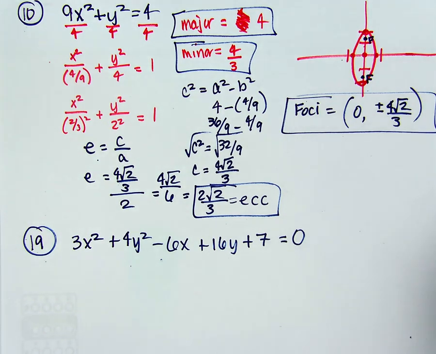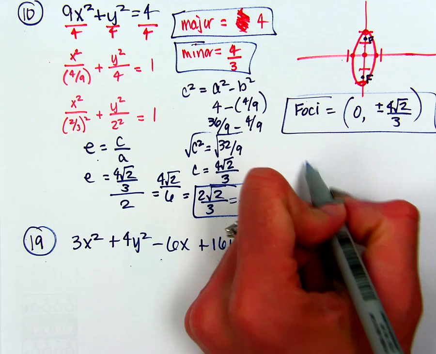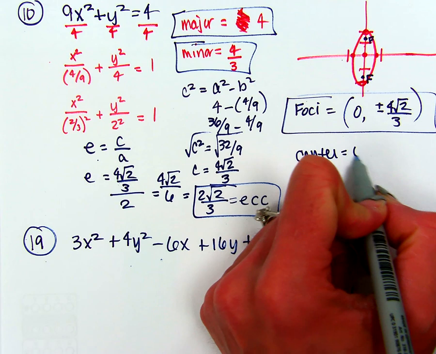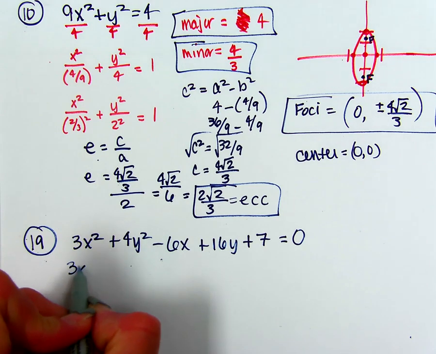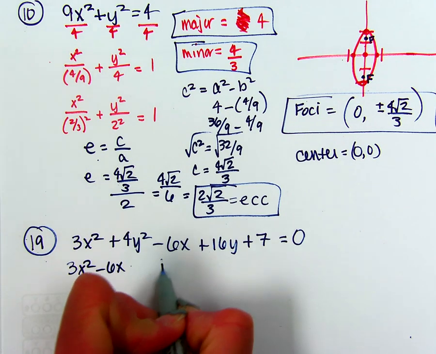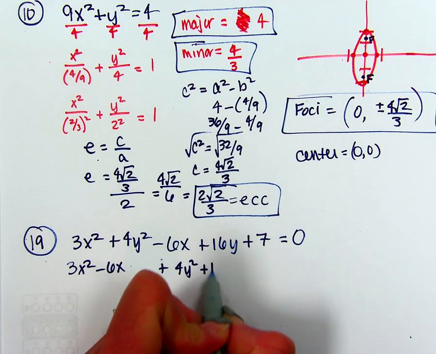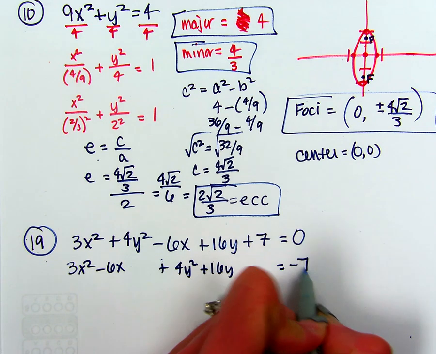All right, so we also need to identify the center. Right, in the last one, the center was at 0, 0. That's pretty easy. Anytime you complete the square, probably you're not going to have a center at 0, 0. All right, so I would group your x's and y's. So I would move the 3x squared minus 6x, I have my 4y squared plus 16y, and I'm going to move this 7 to the other side.